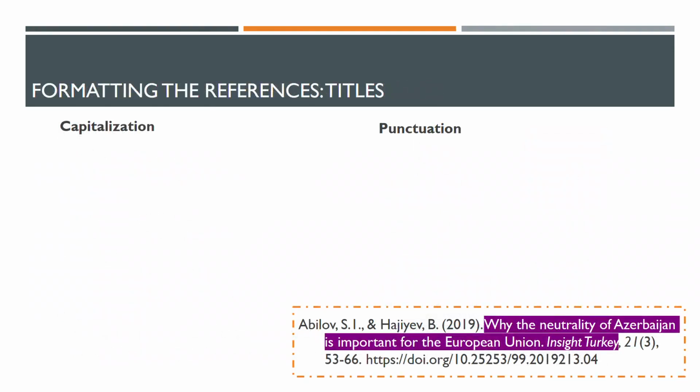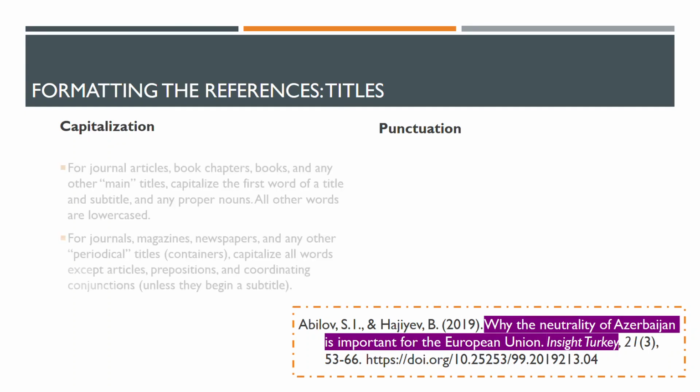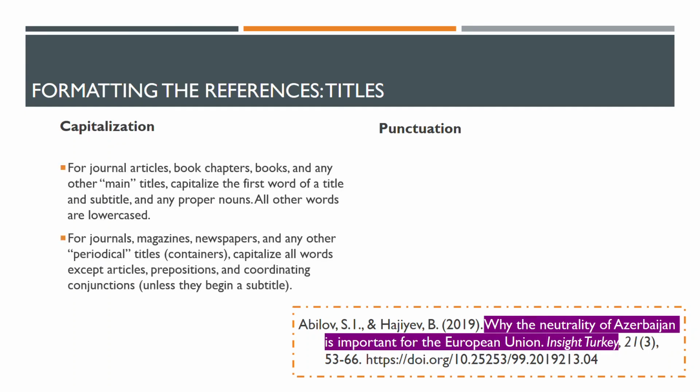Next, let's talk a bit about how to format titles in the references page. Firstly, APA has particular capitalization rules that may be different from what you're used to. Long story short, for the main title of the source you're using, you only capitalize the first word, the first word of the subtitle if it has one, and any proper nouns. All other words are lowercased. You can see in the example below we have, quote, why the neutrality of Azerbaijan is important for the European Union, end quote, with why capitalized as the first word, and then Azerbaijan and European Union capitalized because they are proper nouns.